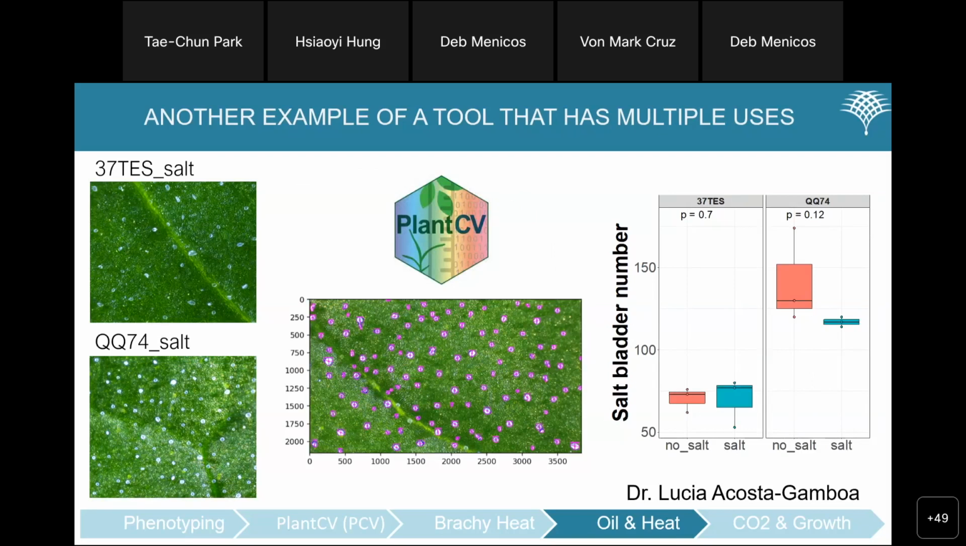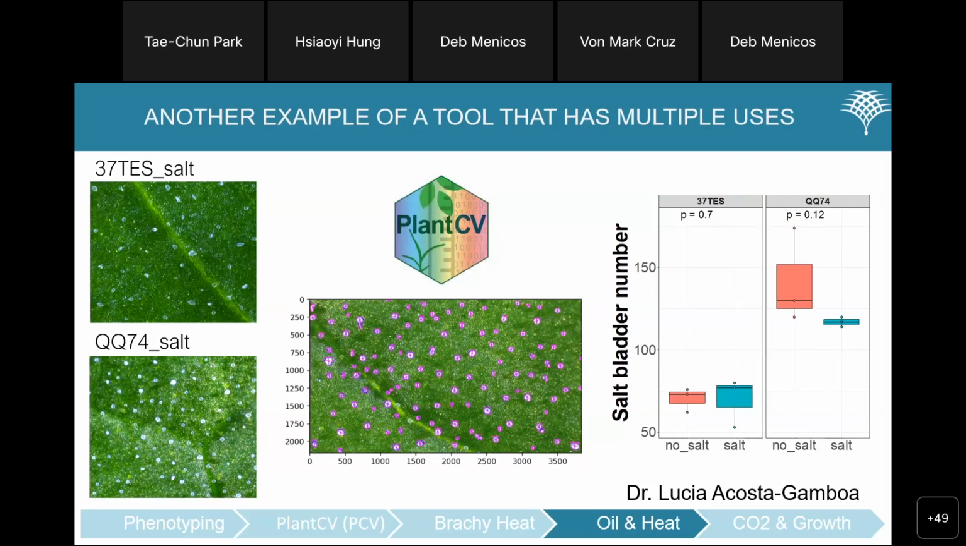And so we have an interest in quinoa in the lab, and quinoa is particularly salt tolerant. It has organs, modified trichomes on the surface of those leaves, that will actually excrete salt, so that they look like balloon-like structures.